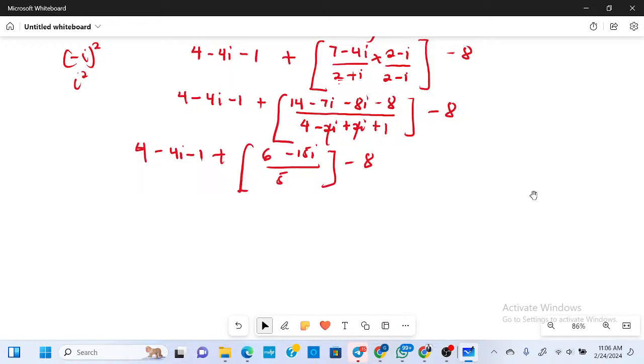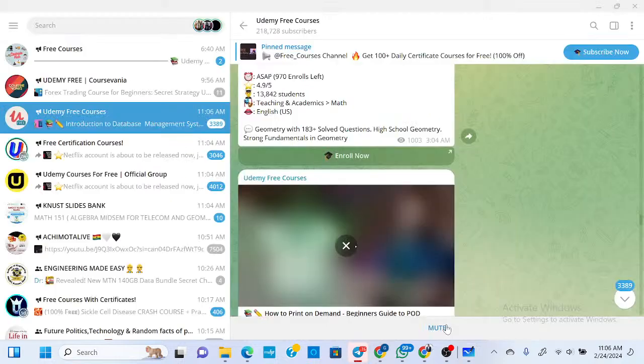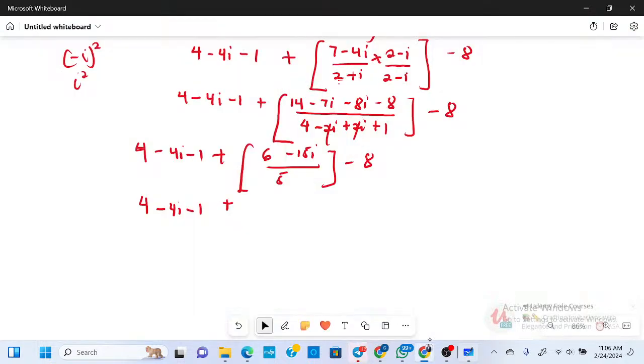So let's see what you're going to do here. So I have 4 minus 4i minus 1 plus, so what is this? 14. So what is this expression here? You are going to have 6 over this to be 1.2 minus 3i, then minus 8.